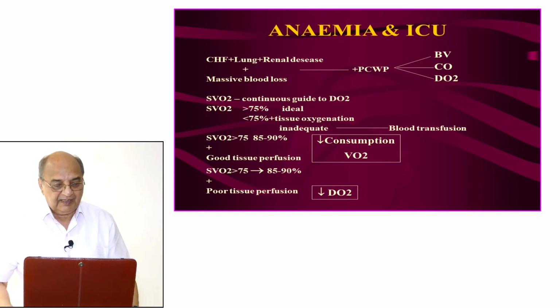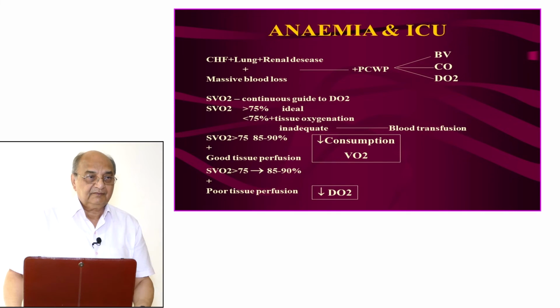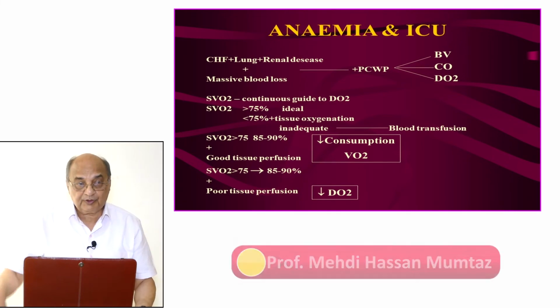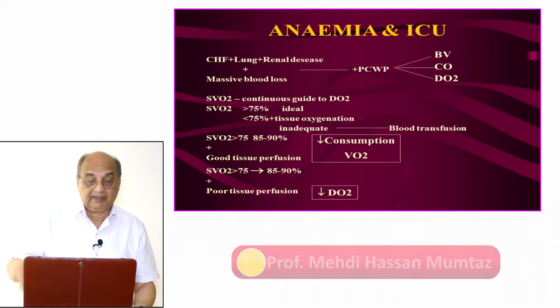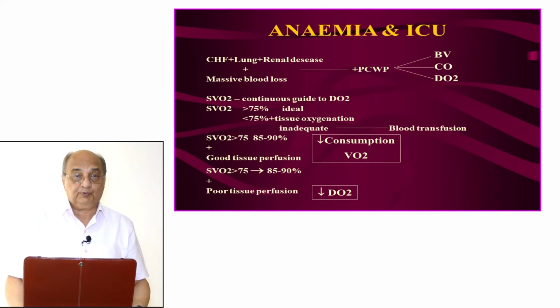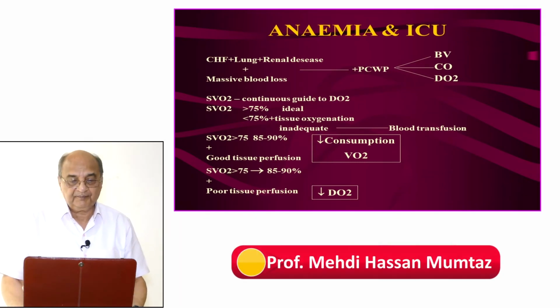Right, saturation greater than 75, 85 to 90% plus poor tissue perfusion, that indicates there is a reduced DO2. So that will reduce the DO2 also. That also indicates a reduction in DO2. So all these things need to be analyzed by yourself. Until you do it yourself, you cannot understand properly, you cannot retain it.